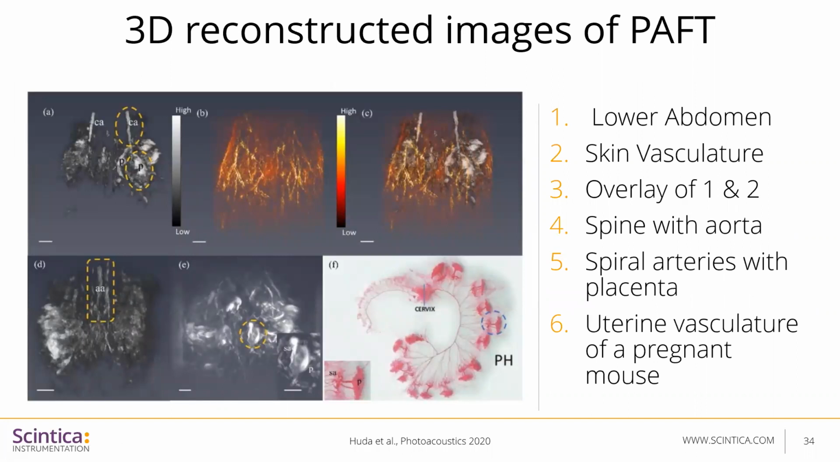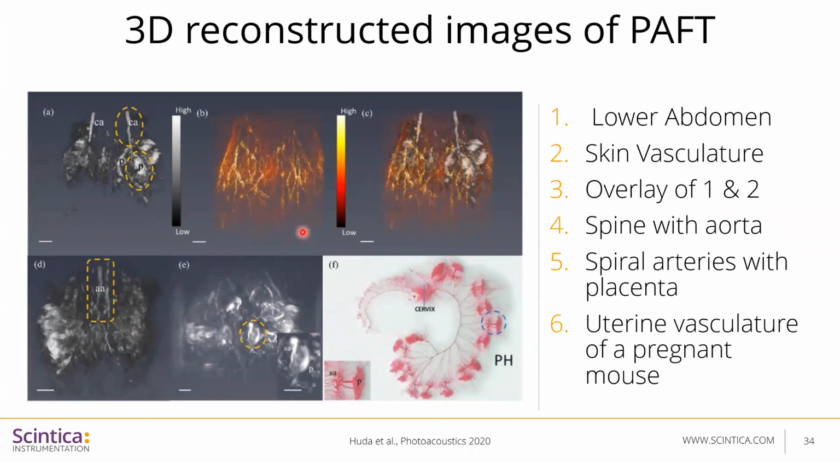Because the in vitro setting is based on a homogeneous concentration of ICG, it was important to see whether PAFT can image different regions of interest in vivo. In vivo 3D PAFT imaging of mice is shown in this figure, where figure A is the image of the lower abdomen, P is the placenta, and C is the carotid artery. Figure B is the skin vasculature, and when figures A and B were superimposed, we were able to see the placenta, carotid artery, and the vasculature.